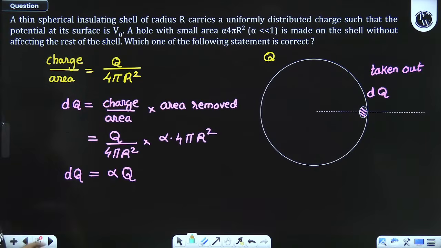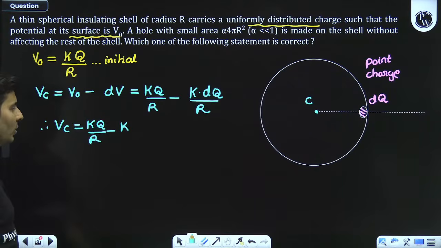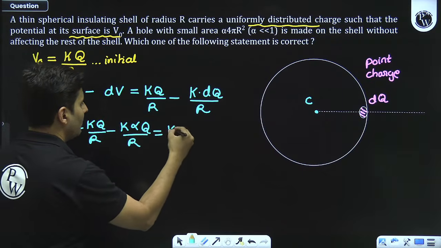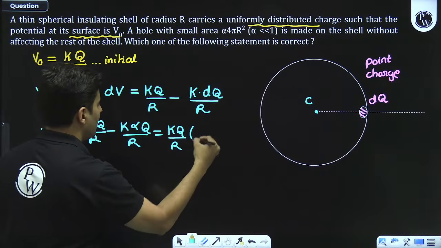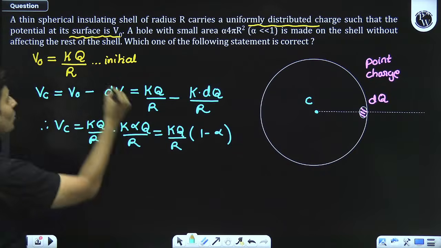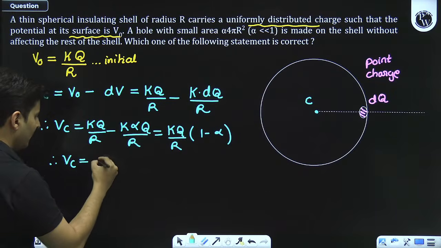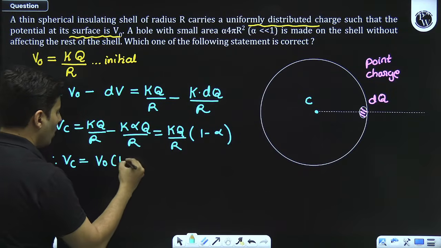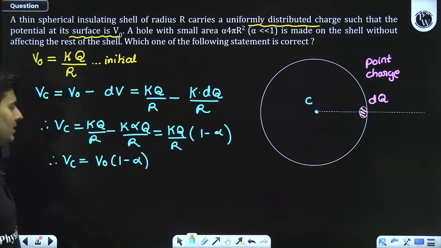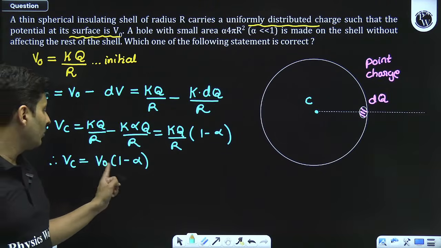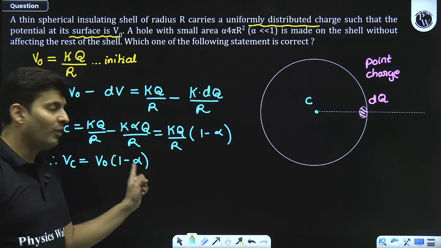What is dq? We figured it out. It was alpha into q. So just write it as alpha into q divided by r. So it will be kq by r into 1 minus alpha, but kq by r is nothing but V naught. So Vc will be nothing but V naught into 1 minus alpha. That is the first step of the problem. So we saw at the center, the potential is V naught into 1 minus alpha.